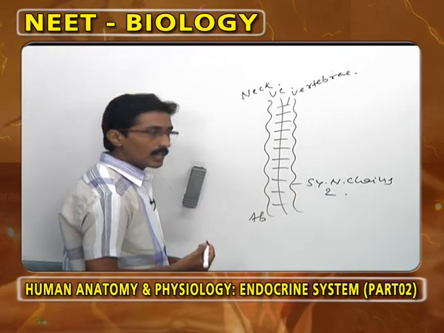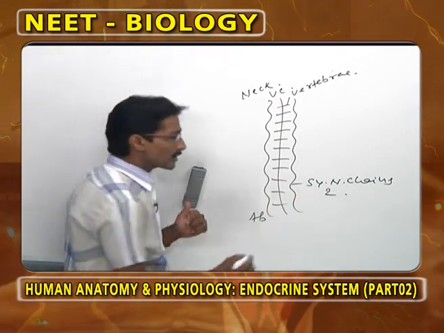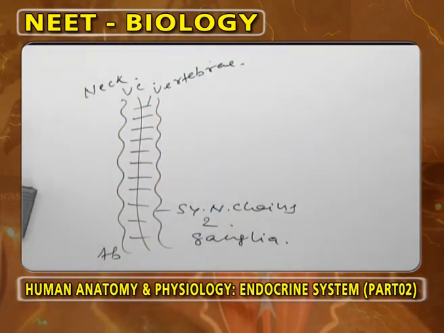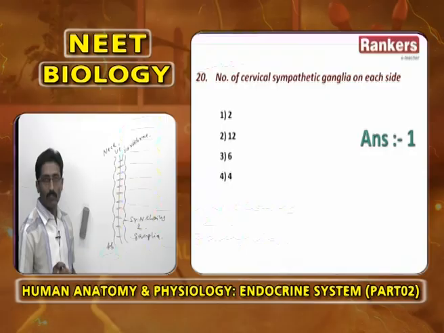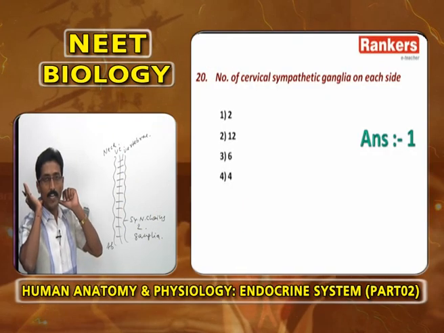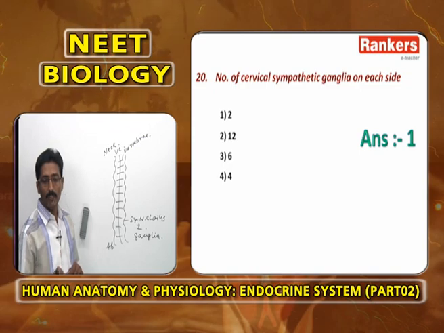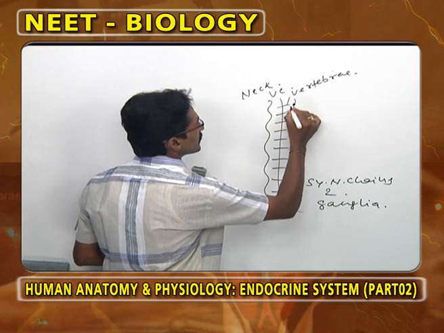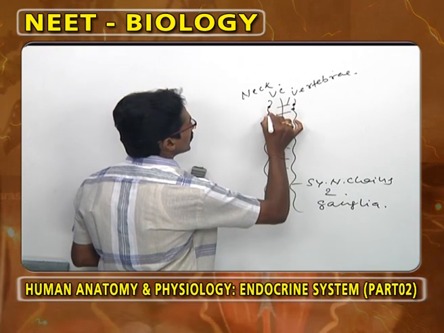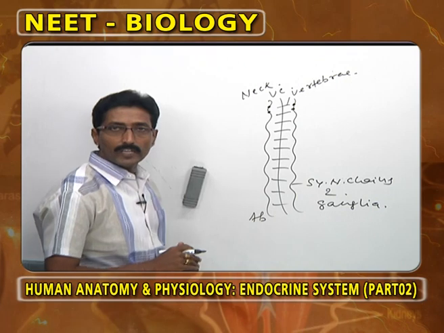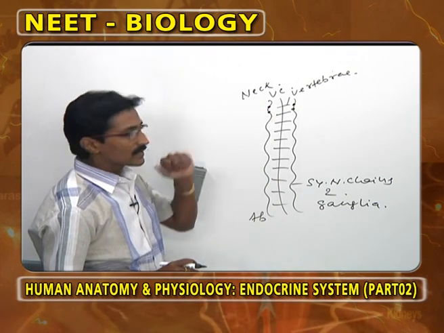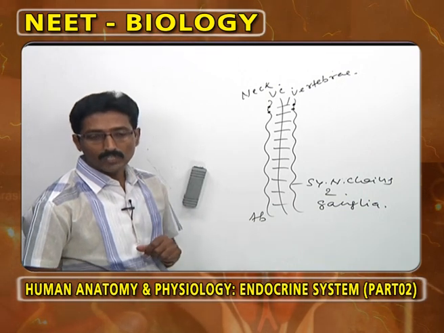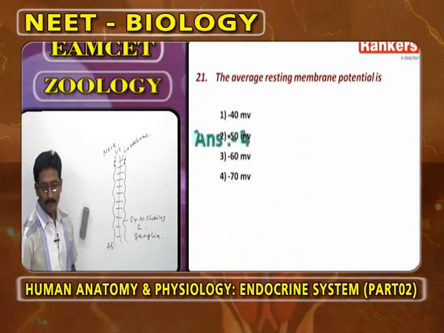How many sympathetic nerve chains? Two. Now, on the sympathetic nerve chain, the ganglia are present. Now, what is the question? Number of cervical. What is meant by cervical? Neck. Number of cervical sympathetic ganglia on each side. On each side, here 2, here 2. Total number of cervical sympathetic ganglia is 2 plus 2, 4. But here it is on each side, so the answer is 2. Now we go for the next question.